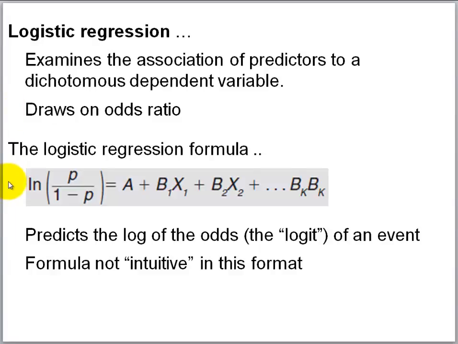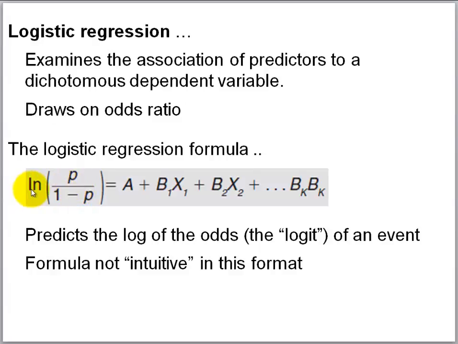I'm going to present two formulas for logistic regression. The first one predicts the log of the odds. Now, look at p over 1 minus p. P conveys the proportion that experiences an event. So 1 minus p is the proportion that does not experience an event. So p over 1 minus p is indeed a formula for the odds of an event.